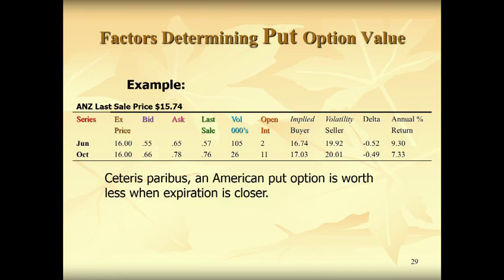So if this is a put, how much is time value? Can you tell? Let's look at the first one. So this put is in the money, right? 16 minus 15.74. So 26 cents intrinsic value. Time value is equal to?